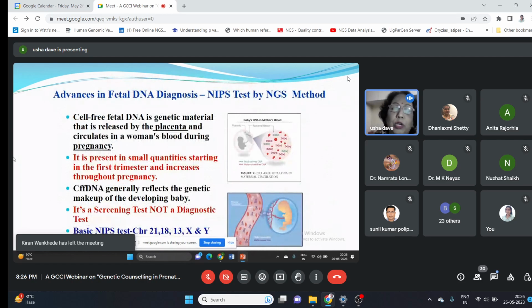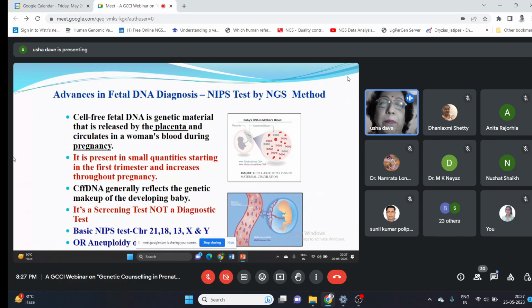So at times you will come across such situations where the index case baby died, or you do not have the index case, you just have a clinical picture. So the knowledge of a genetic counselor and counseling becomes very, very important.